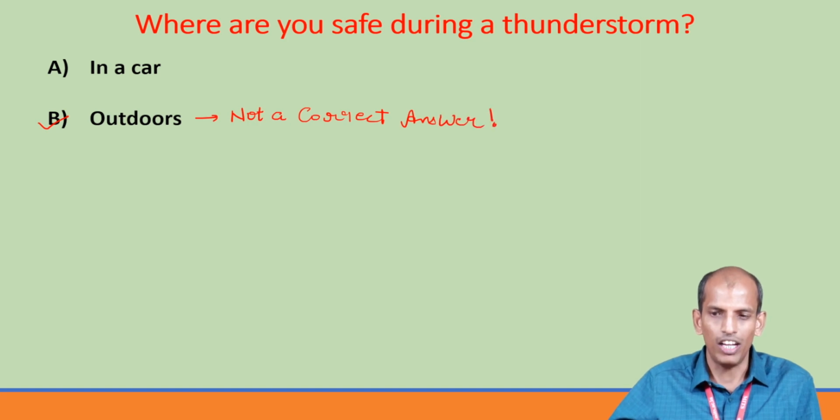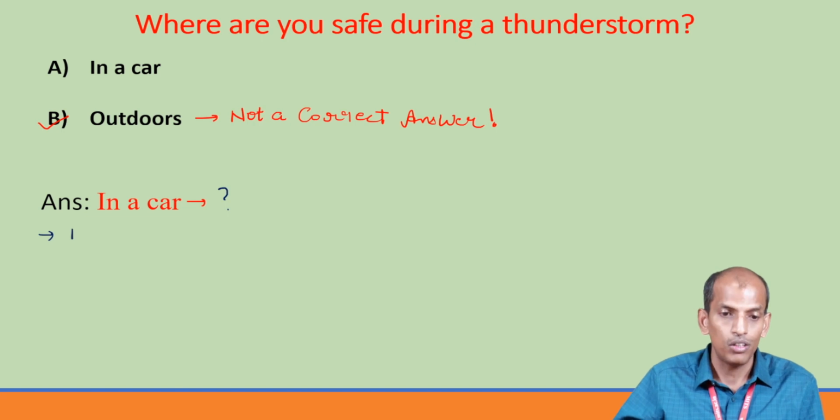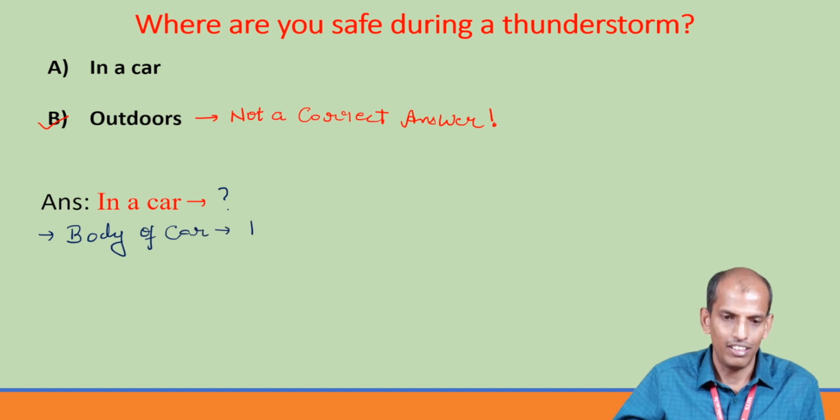You may wonder why. Yes, I will explain. So first you see the answer. We are safe in a car. Why? The question can be there, definitely. Yes, because the body of the car is made up of metal. First thing, the body of a car is made up of metal, right?